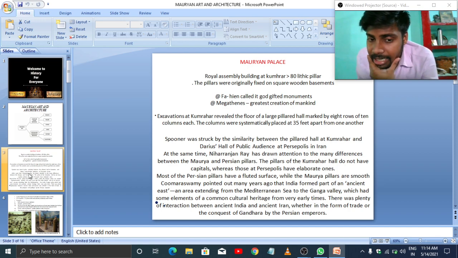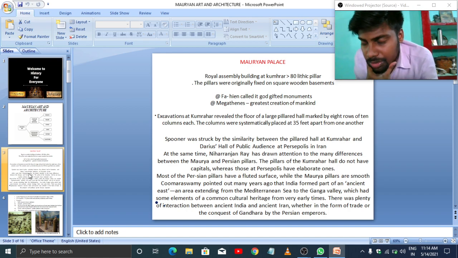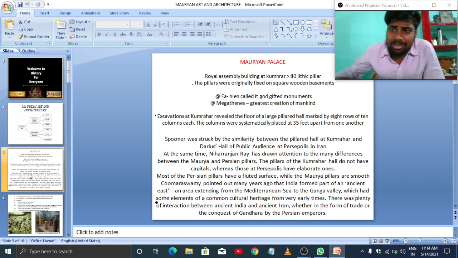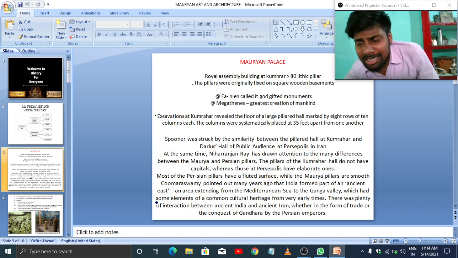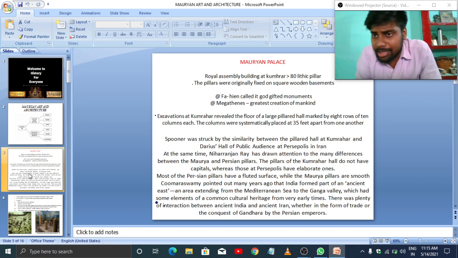Another difference was that most of the Mauryan pillars, as I have stated earlier, are polished and smooth, but when we talk about Persian pillars, basically they are not smooth. So this is one of the differences. Though there were many similarities between Mauryan pillars and Persian pillars, there were also many differences between them.